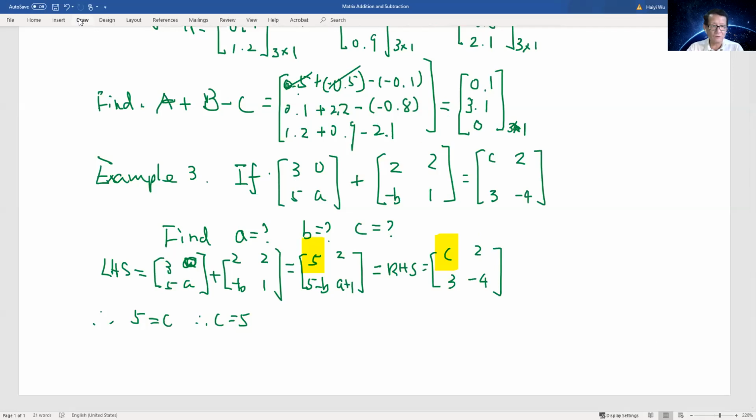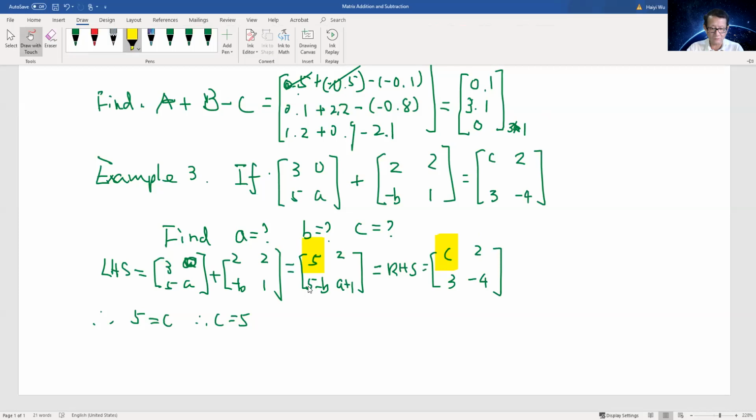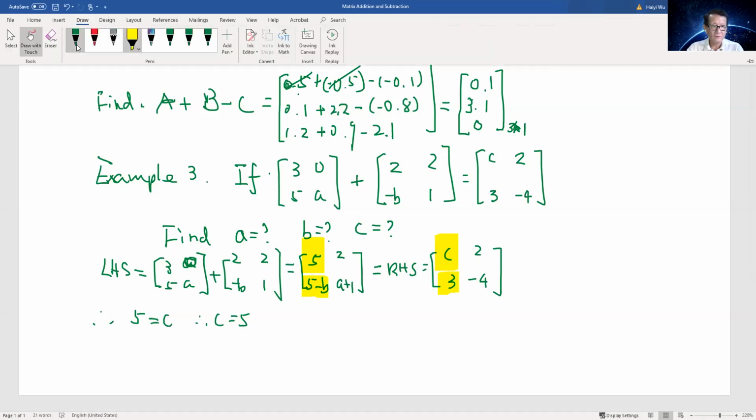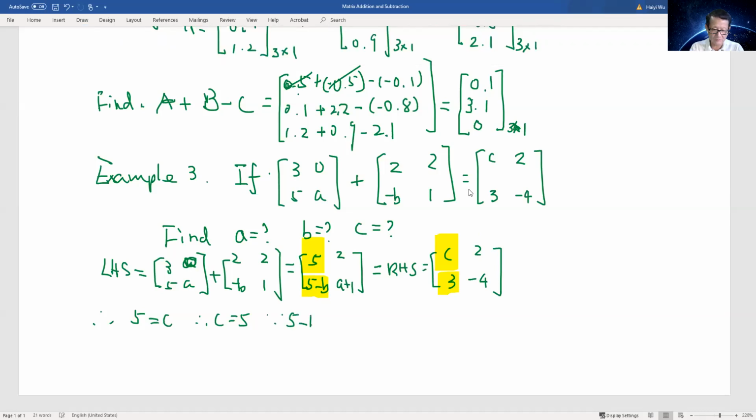Next, for the corresponding elements, we do this one. This must be equal to 3. Therefore, because 5 minus b must be equal to 3, let's solve that equation. We lead to negative b. We move 5 to the other side, becoming 3 take away 5. So negative b equals negative 2. So b will be positive 2. So we found b.